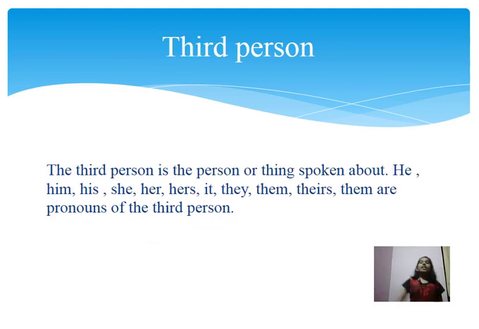Then, third person. The third person is a person or thing spoken about. For example, he, him, his, she, her, hers, it, they, them, theirs are pronouns of the third person.